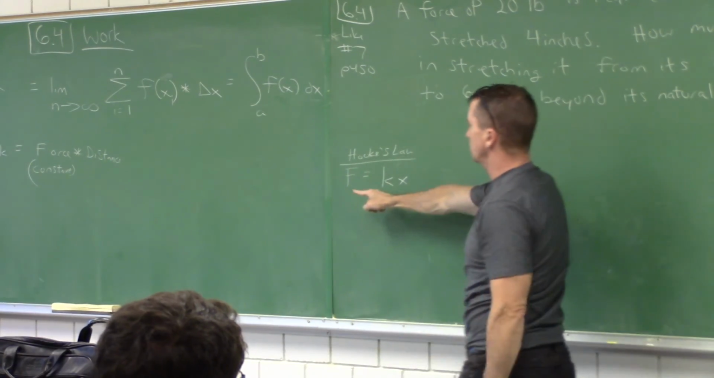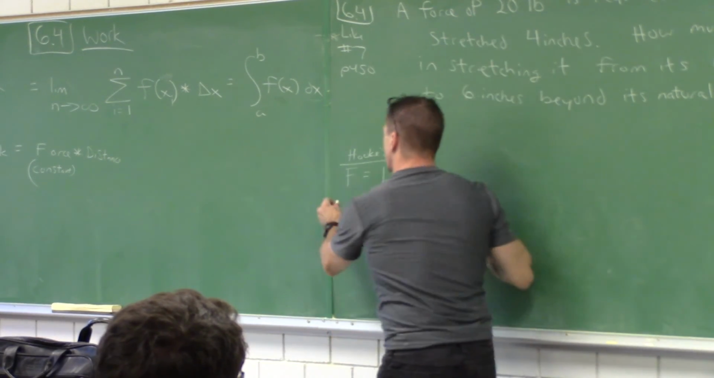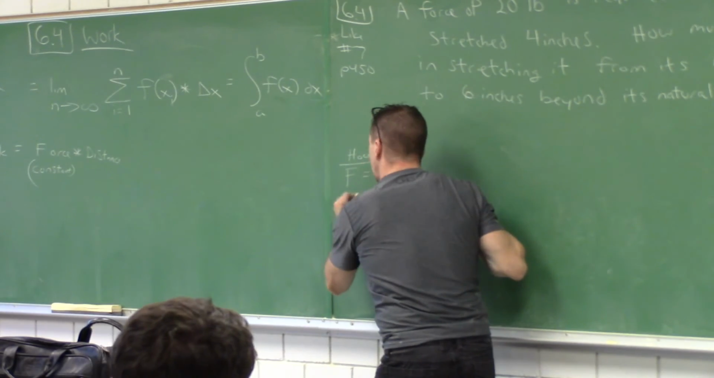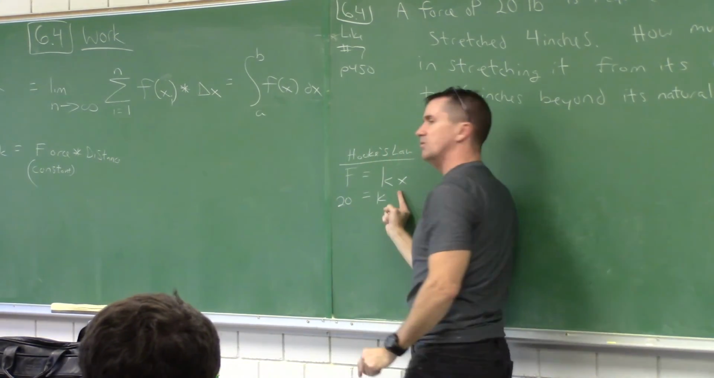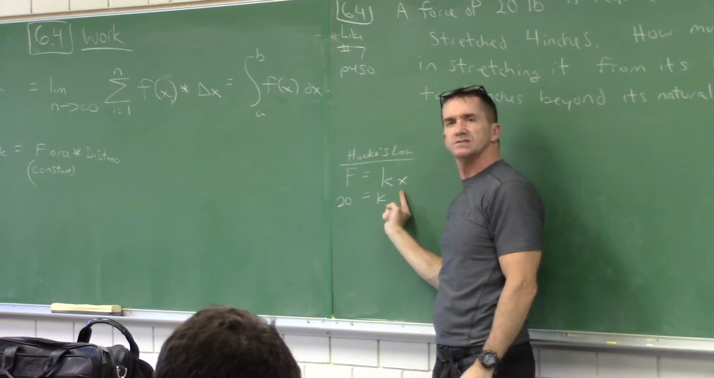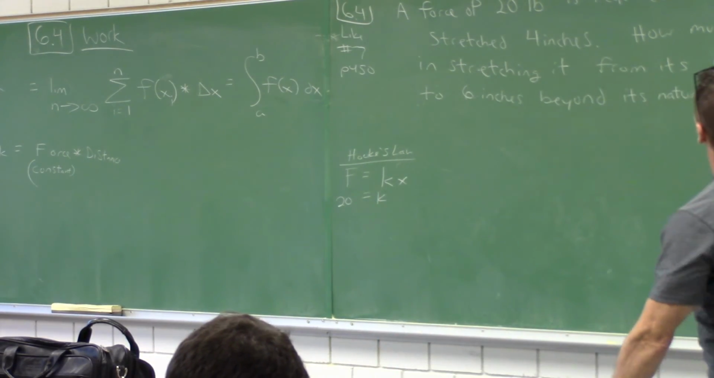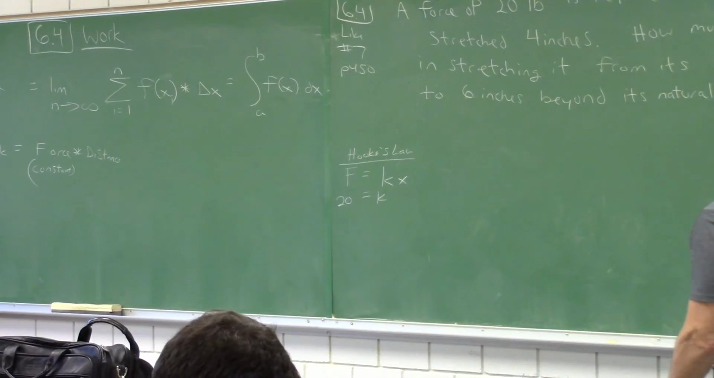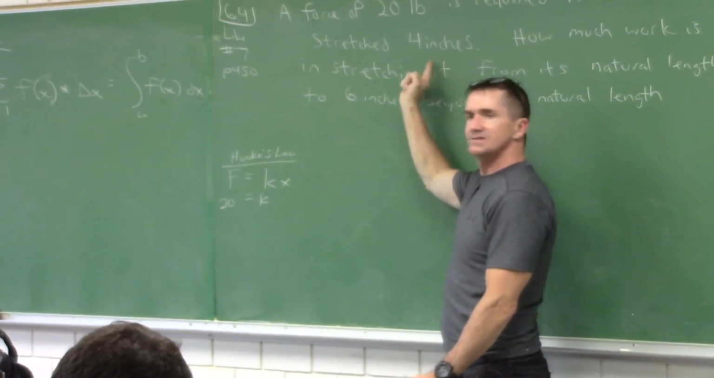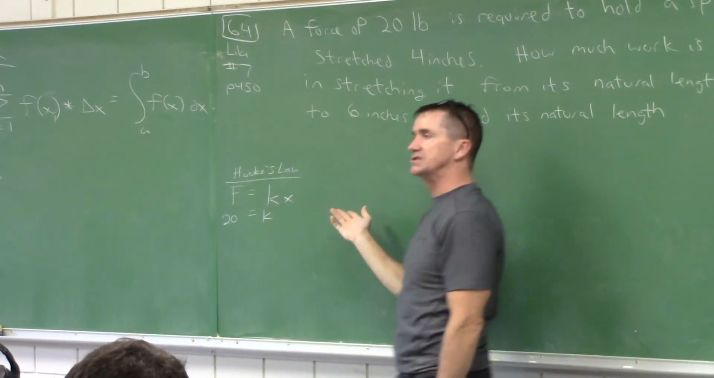So let's go over here, and what was the force they mentioned? 20 pounds, okay, 20 lb. I don't know K, but what was the distance that got stretched beyond its natural length? Right? Let's look. A force of 20 pounds is required to hold a spring stretched 4 inches. There it is. So I'm going to put the 4 inches here, right?